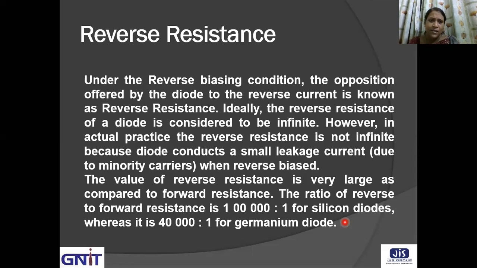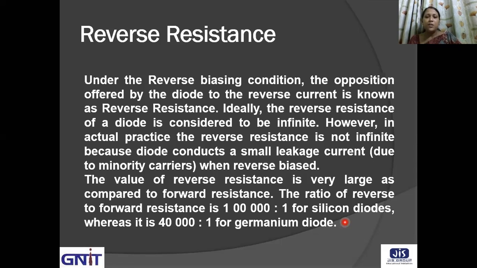So now the point comes to reverse resistance. What is reverse resistance? Under the reverse bias condition, the opposition offered by the diode to the reverse current is known as the reverse resistance. Ideally, the reverse resistance is infinite for a diode, but practically, as already mentioned, that is not possible. In actual practice, the reverse resistance is not infinite because the diode conducts a small leakage current when it is reverse biased.